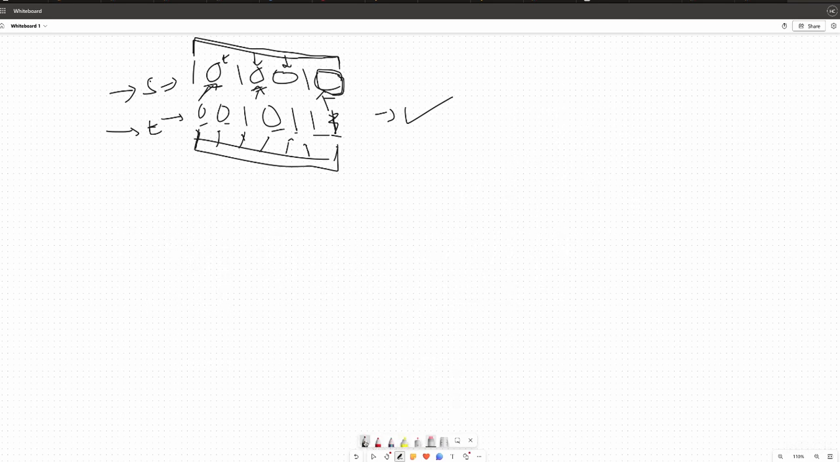Suppose I have taken string L to R, right? Suppose in this example we have 0 1 0 0 1 0. I have taken indices from 1 2 3 4 5 6 7 8, 2 to 7. Okay, what was this? Let's just take another example.